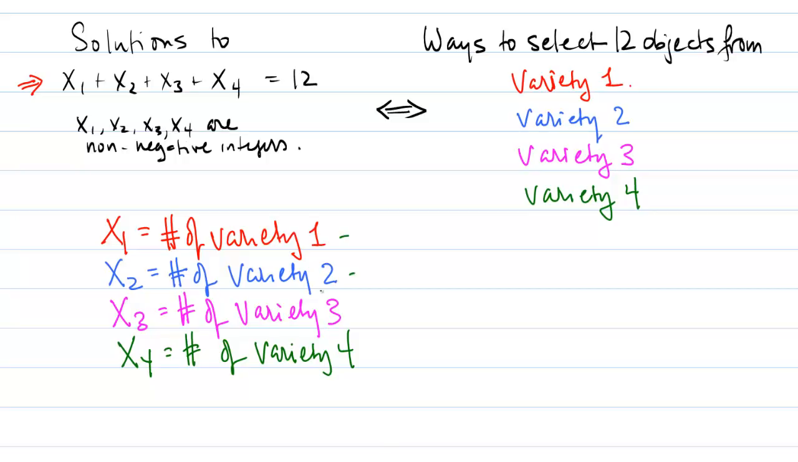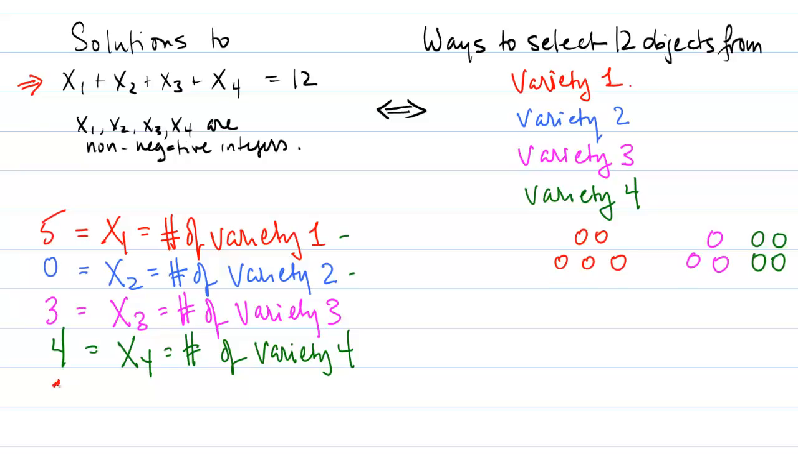To establish that we actually have a bijection, observe that an assignment of values to variables corresponds to a unique selection. For example, the value of x1 is equal to 5, so 5 objects of variety 1 have been selected. Similarly, a selection of objects from the 4 varieties corresponds to an assignment of values to variables. For example, no objects of variety 2 have been selected, so the value of variable x2 is equal to 0.